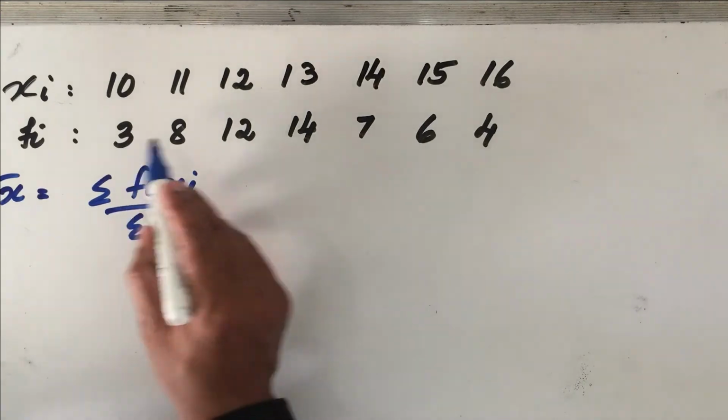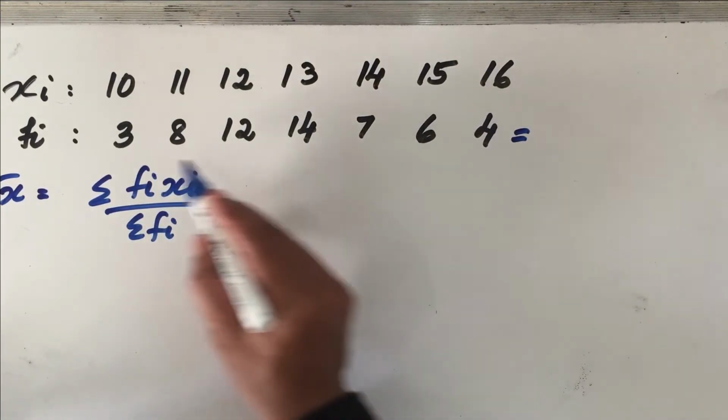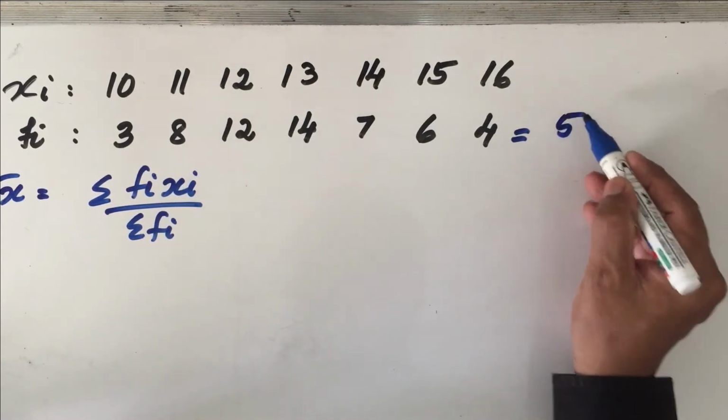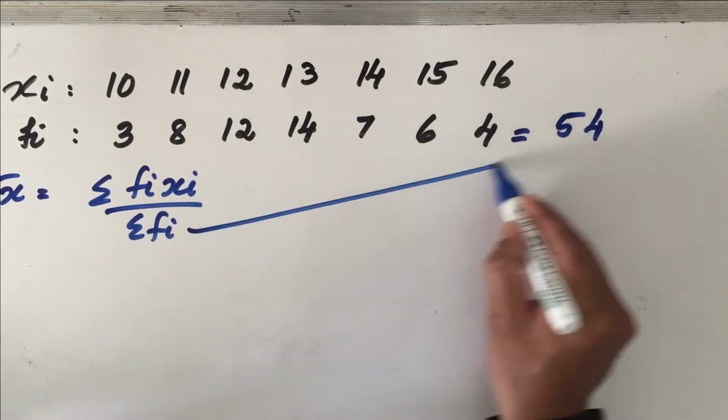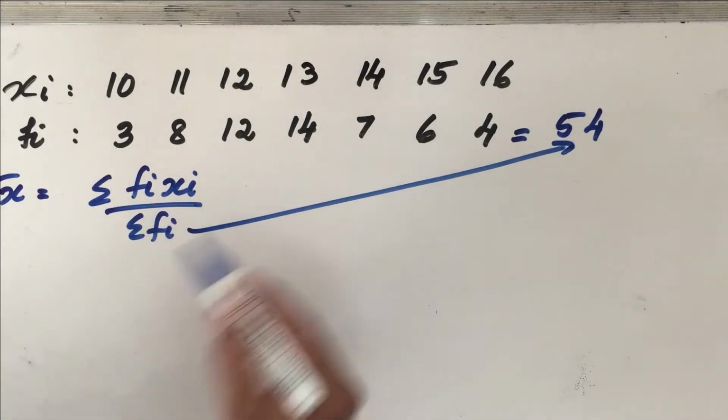So if you add this one, this is the summation of all the fi values. So this is equal to 54. So this value we have. Okay, now we need to find fi into xi.